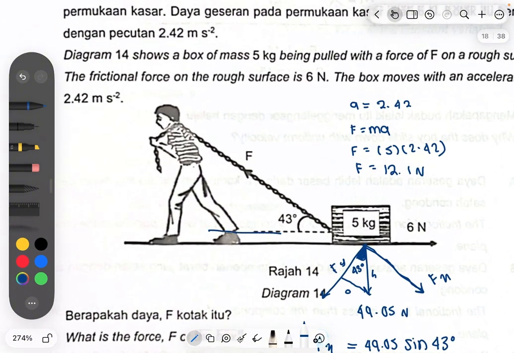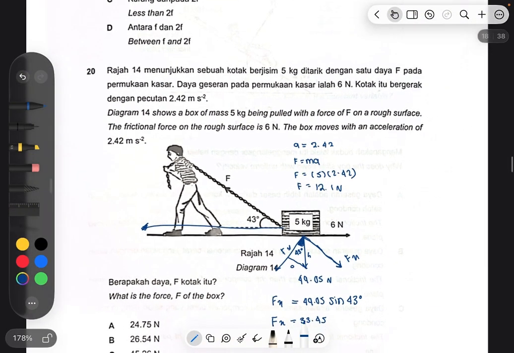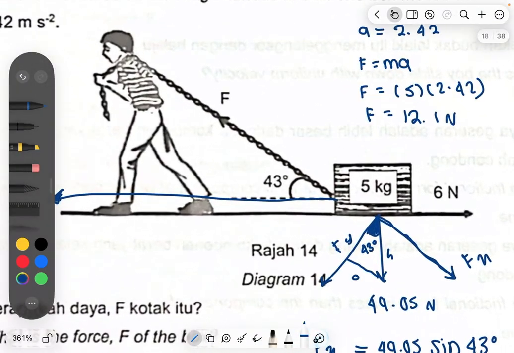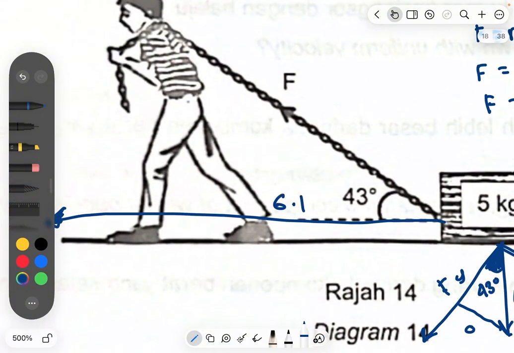Okay, you know what? Never mind. Maybe I can find this. If I find this, then I can calculate my F. Okay, so it shows a box of mass 5 being put with force F on a rough surface. So the resultant force of this whole horizontal is 12.1. So 12.1 minus 6, 6.1.